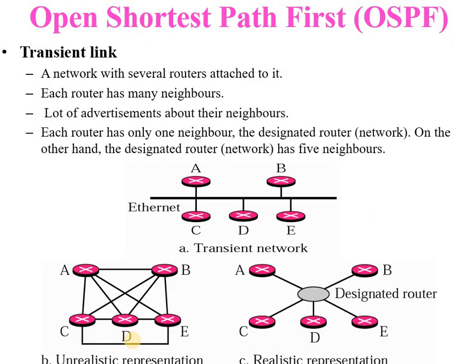Second is a transit link. A network with several routers attached to it. Each router has many neighbors and lots of advertisements about their neighbors. Each router has only one neighbor, the designated router, and on the other hand the designated router has 5 neighbors. So this is the realistic representation of a transit link, in which there is one designated router and all other routers are connected with the designated router. So there are 5 neighbors of that designated router, and more than one router is connected in that type of link.